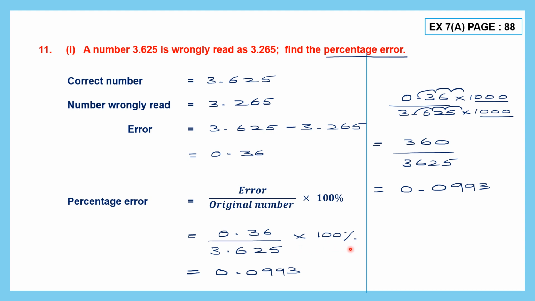Now we must multiply into 100%. When you multiply by 100, the point will move 2 places to the right. So what do we have here? We are multiplying by 100, isn't it? So we move 2 places. So we get 9.93 and percentage. So this is our answer. The percentage error is 9.93.